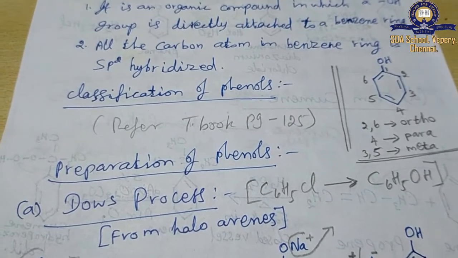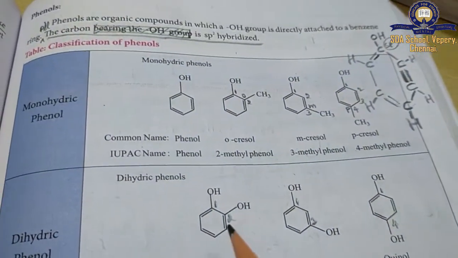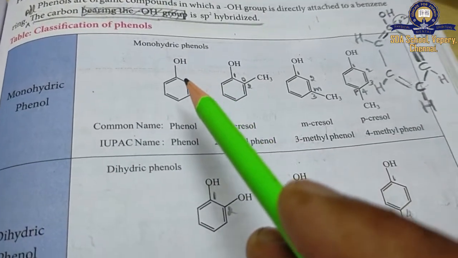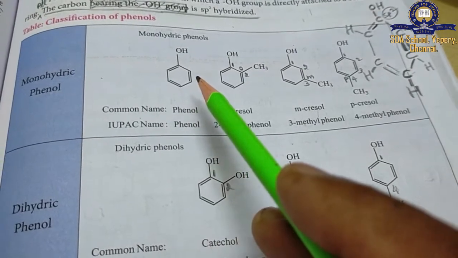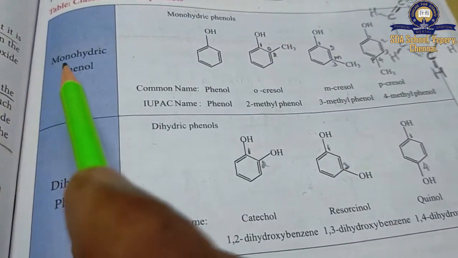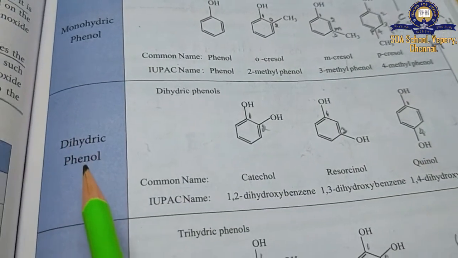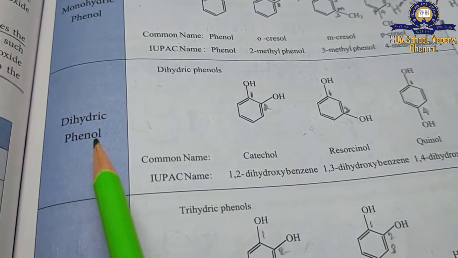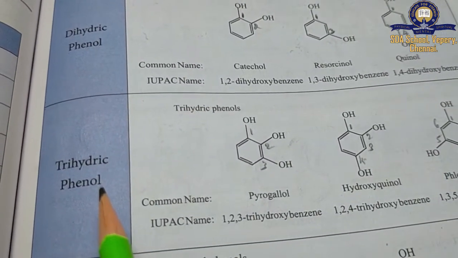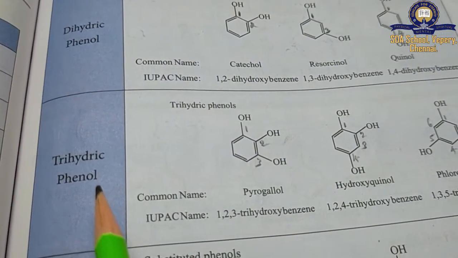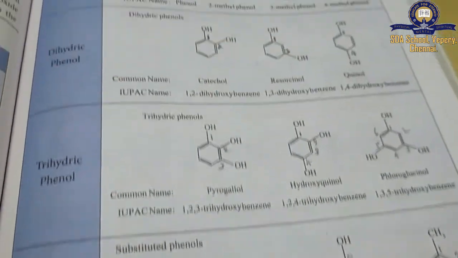Next one, classification of phenol. Here phenol is classified based on the number of hydroxyl groups present on the benzene ring, based on the number of OH groups. The first one, monohydric phenol, has only one OH group. Next, dihydric phenol has two OH groups on the benzene ring. Trihydric phenol has three OH groups on the benzene ring. And substituted phenol, the last one.